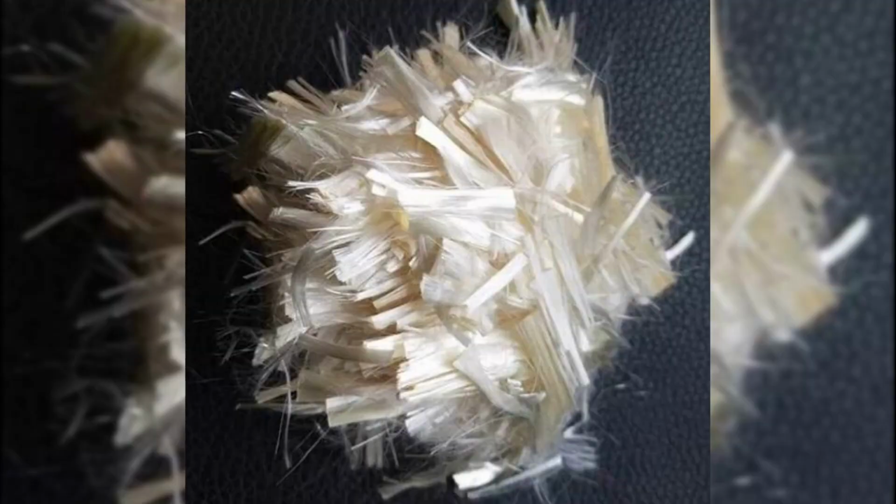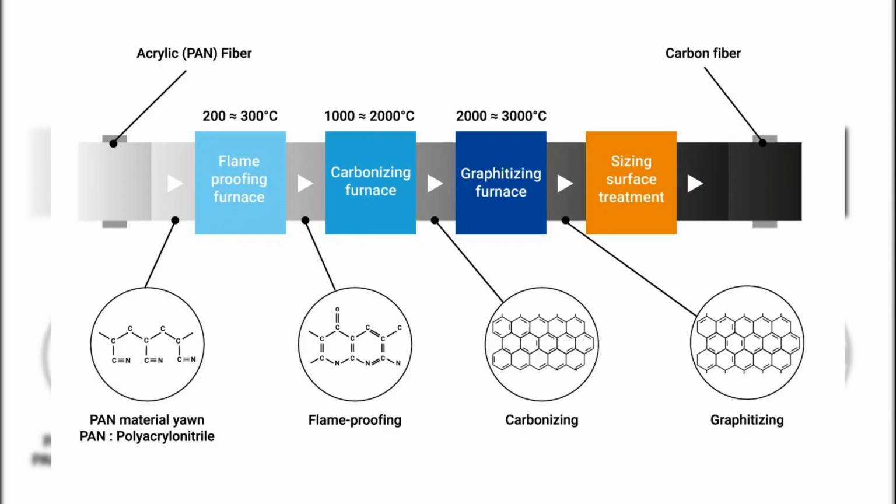The most common precursor material is a polymer called polyacrylonitrile, usually abbreviated as PAN. Today, roughly 90% of the carbon fibers produced worldwide are made from PAN-based precursor fibers. The process begins with the production of these polymer fibers.